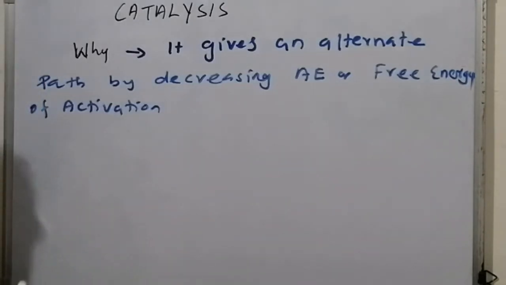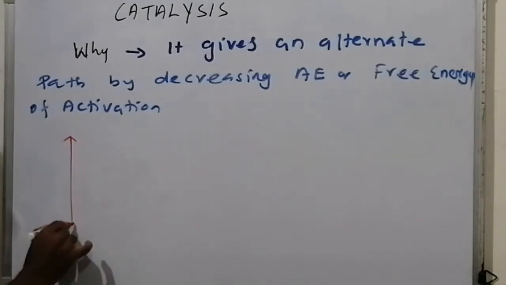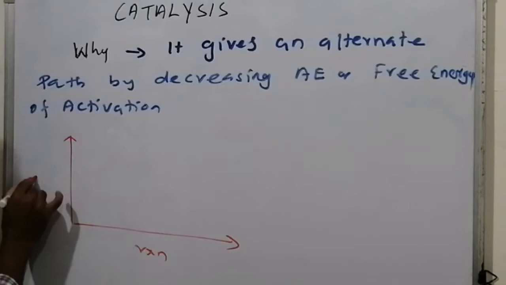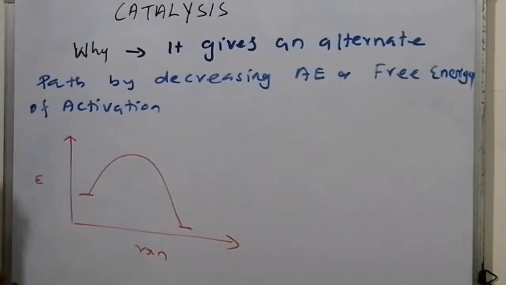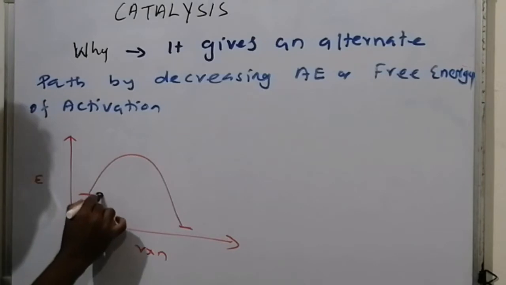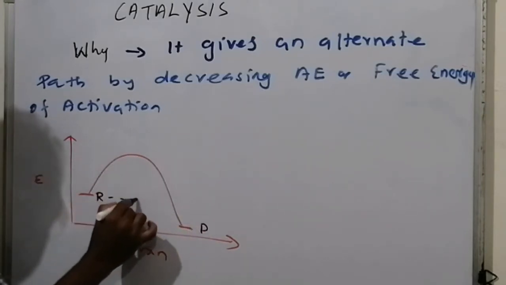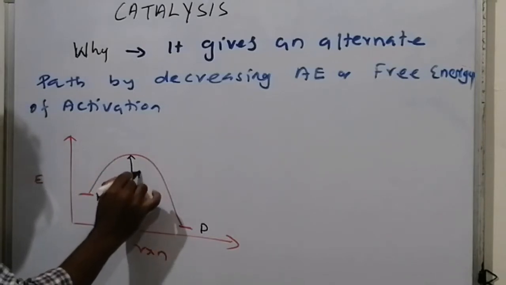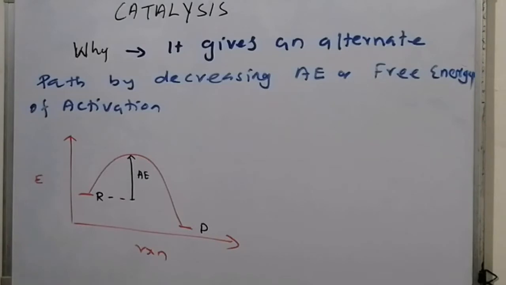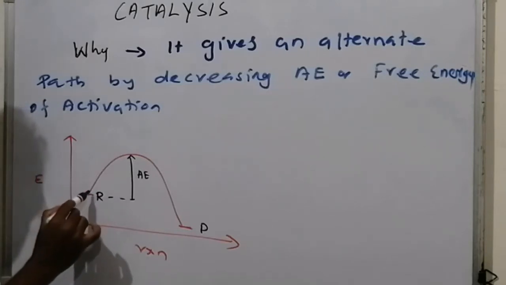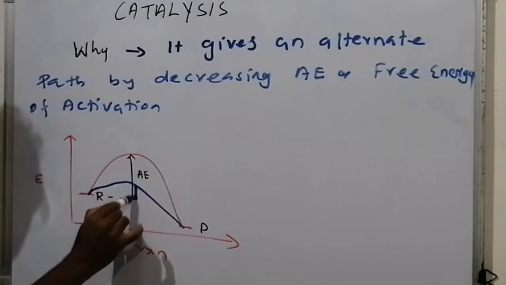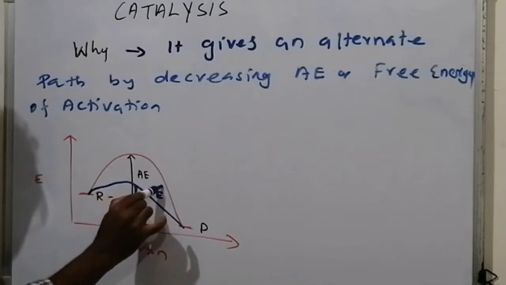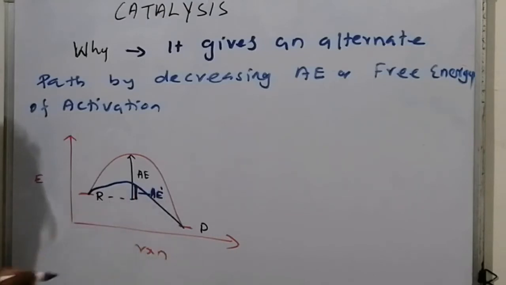Okay, if you draw an energy profile diagram, that is reaction energy, reactant and products, a graph like this, this is your reactant and this is the product. And this is the activation energy. But suppose you add a catalyst. If you add a catalyst to this reaction, the reaction takes place through this route. Now this is the activation energy for the catalyst, suppose E dash.